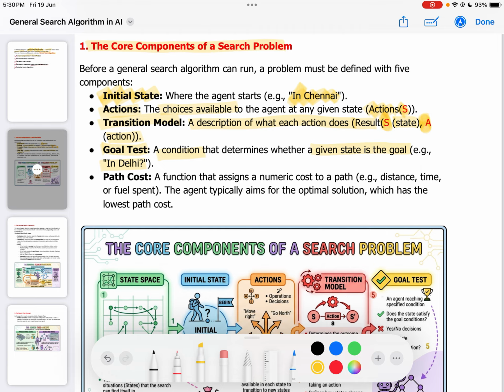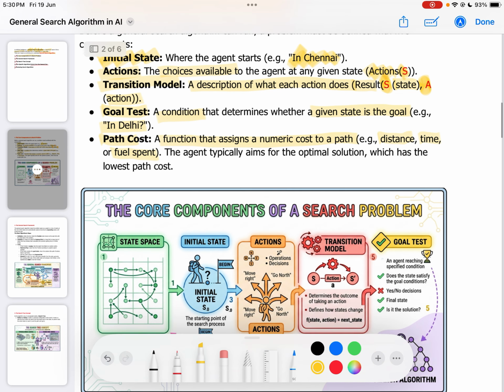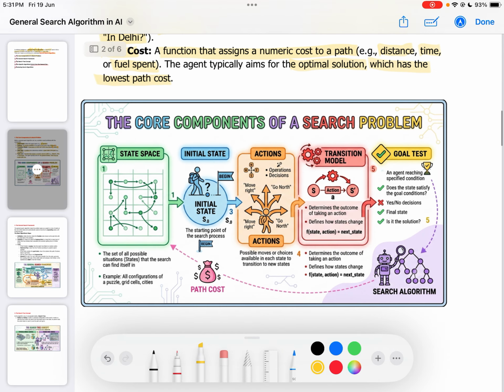Finally, a path cost. The path cost function assigns a numeric cost to the path, like distance, the time taken, or fuel spent. So an agent typically aims for an optimal solution, which has the lowest path cost, so that it can be very beneficial and economical.